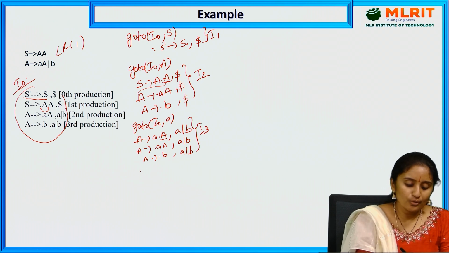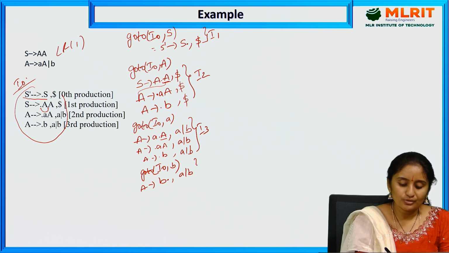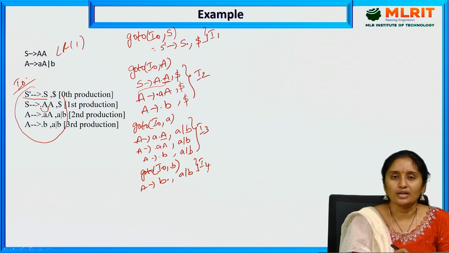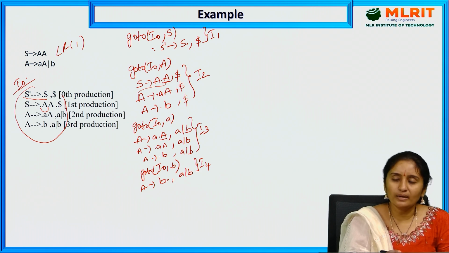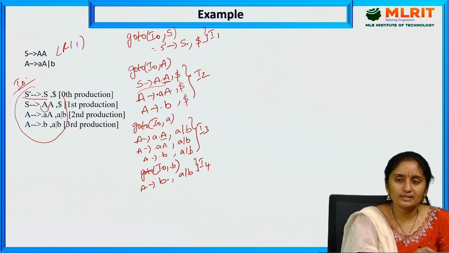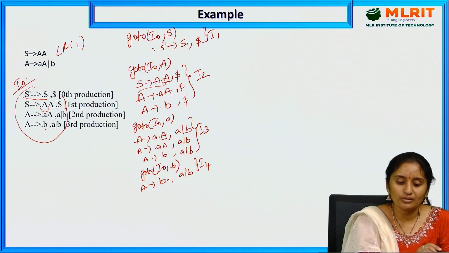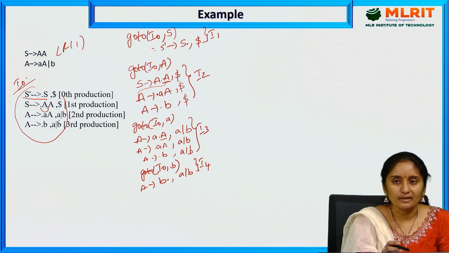Now next, goto(I0, B). A tends to B dot, comma a or b. So this is our I4 state. After the dot, there is no terminal or non-terminal, so the I4 state is completed. Now the I0 state is completed. We have read all the productions existing in the I0 state. Then we move to the next state, I1.